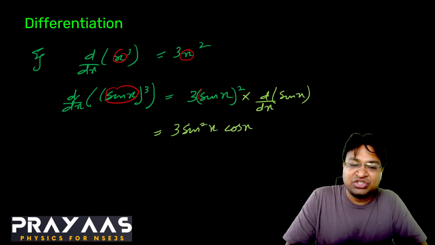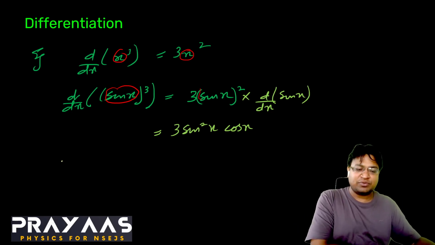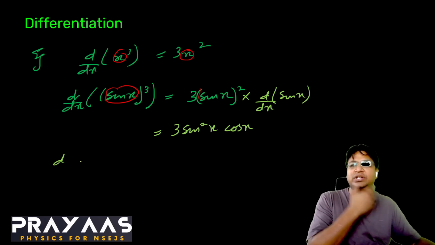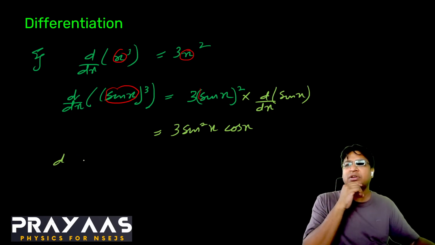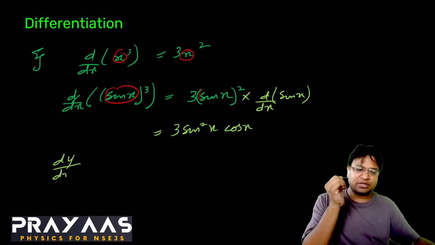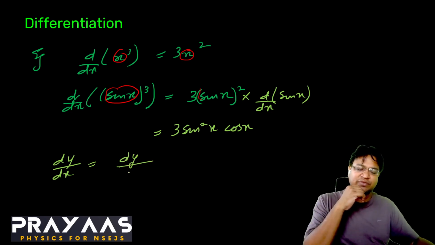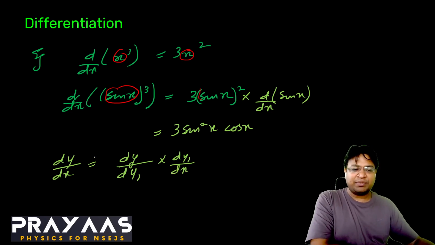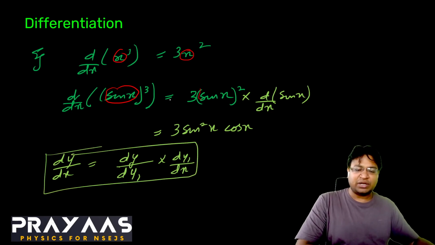This rule is called the chain rule. How do we express the chain rule? Suppose we are trying to differentiate y with respect to x, but y is a function of something else. Let's say we differentiate y with respect to y1, then we multiply. In this example, y1 was sin x. In any case, even if you don't understand this way of writing, you understand the gist of it.